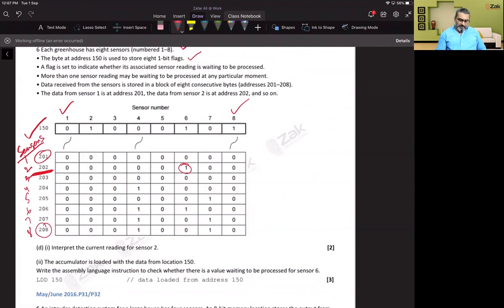The accumulator is loaded with the data from location 150. So this is LDD 150. Write assembly language instructions to check whether there is a value waiting to be processed for sensor 6.